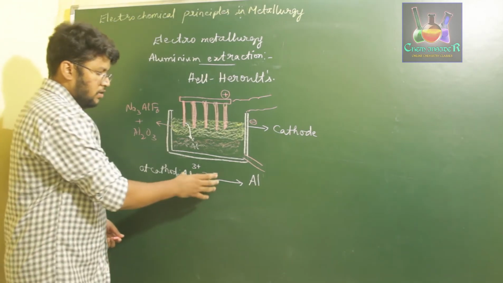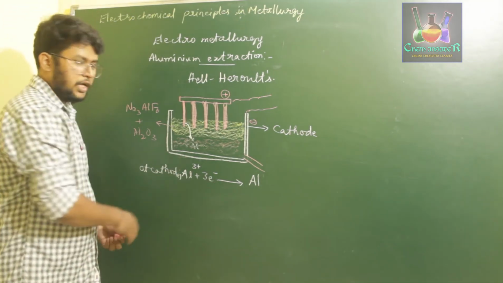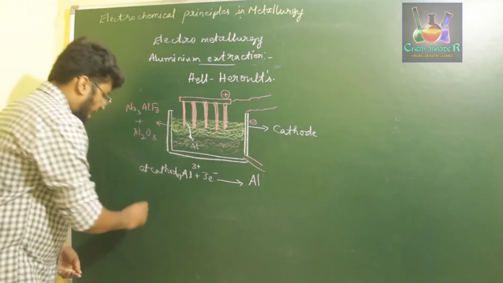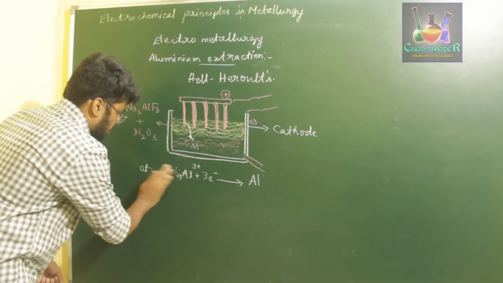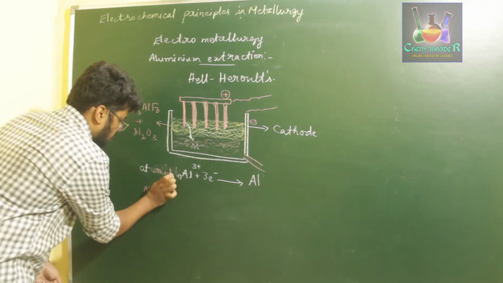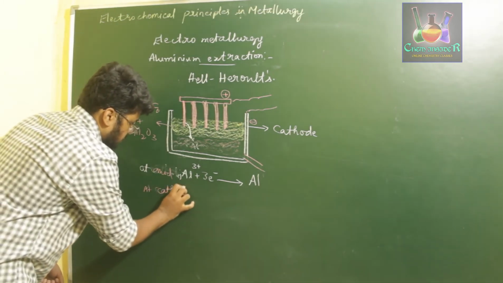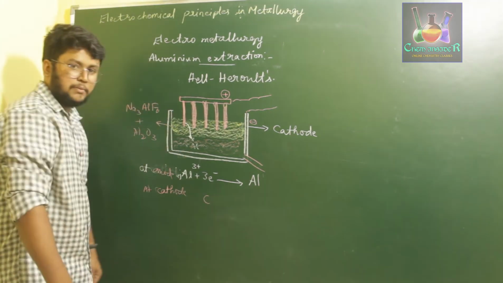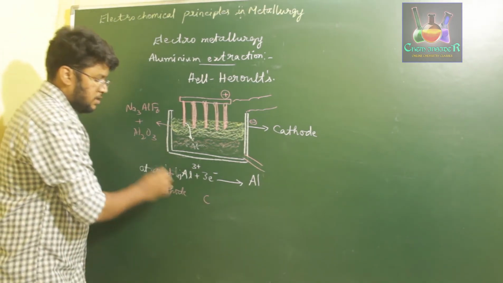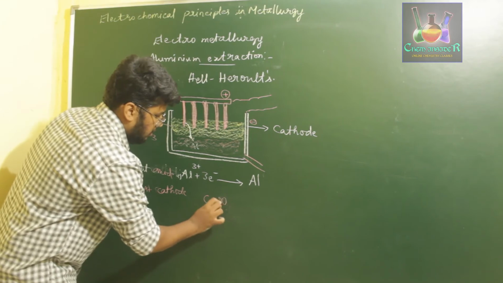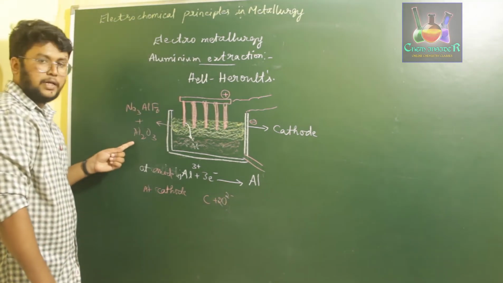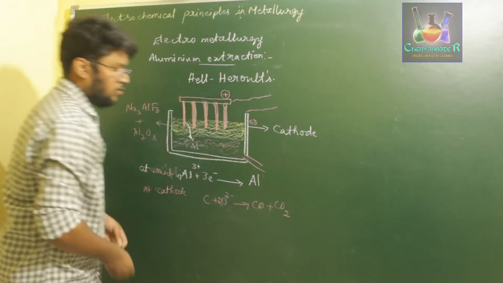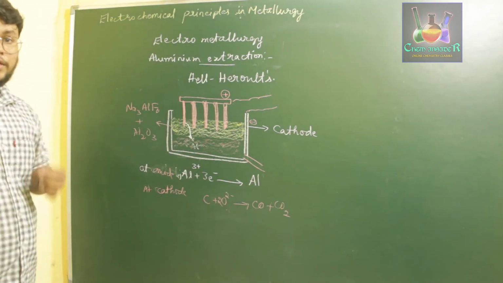Now, once the electrons have been completely used, Al3+ is completely converted to molten aluminium. But at the anode, what we observe is that the graphite rod, which is nothing but carbon, consumes the oxygen liberated by the reduction of aluminium and gets converted to carbon monoxide or carbon dioxide. Okay. So this is the complete process of aluminium extraction.